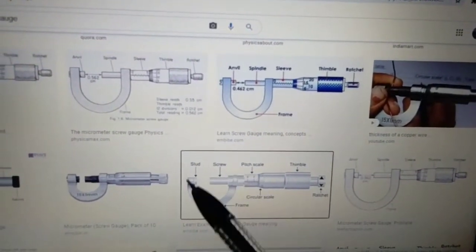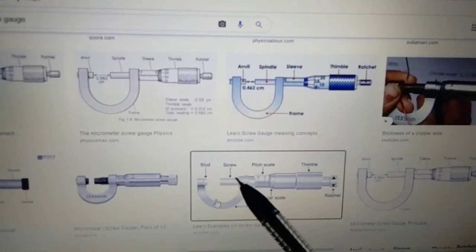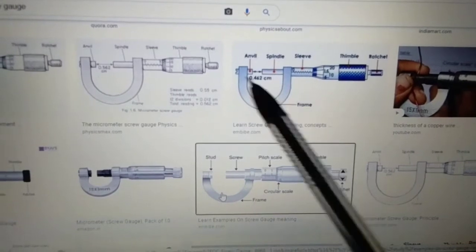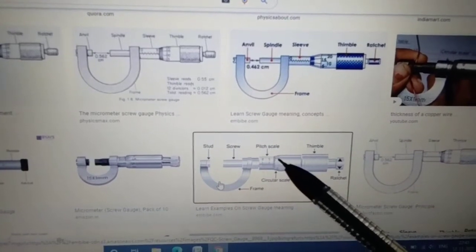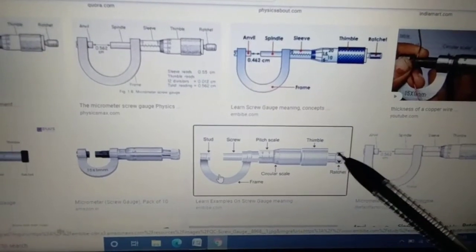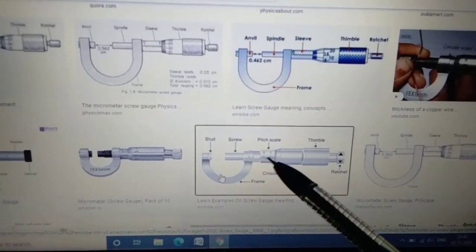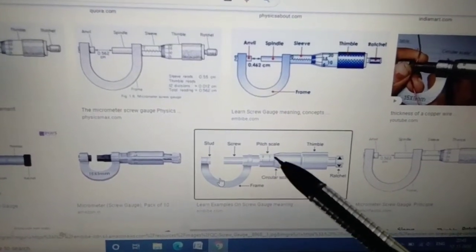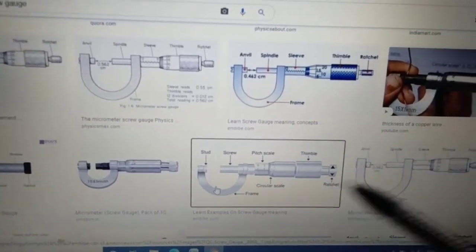Here we have the U-shaped frame, and this is what we term a stud. Here we have a screw. This is the main scale, which you can see here and here, and here we have the circular scale, and here the ratchet. This is termed the base line of the screw gauge, where we take the readings. So these are the parts of the screw gauge.